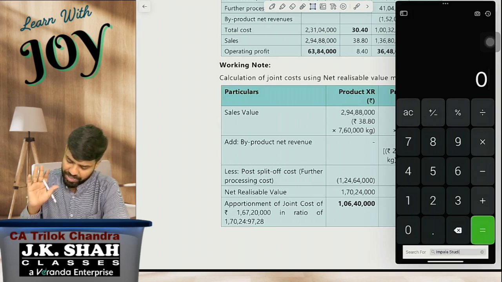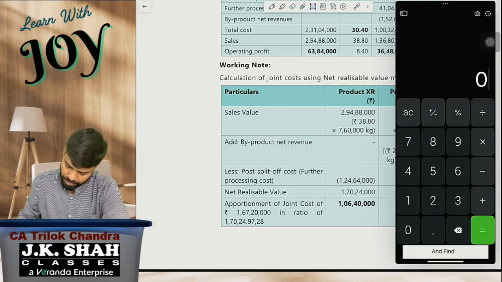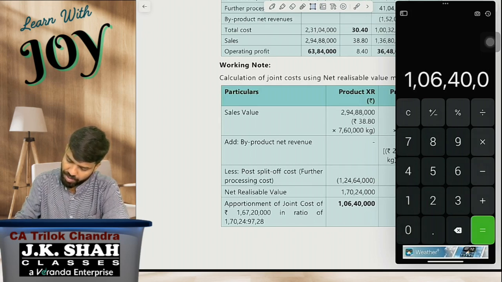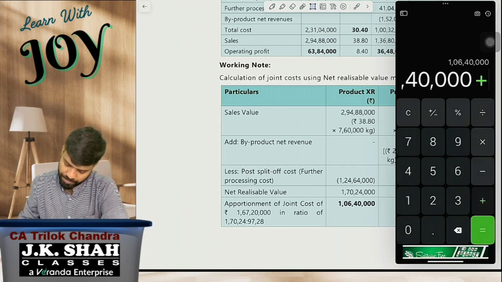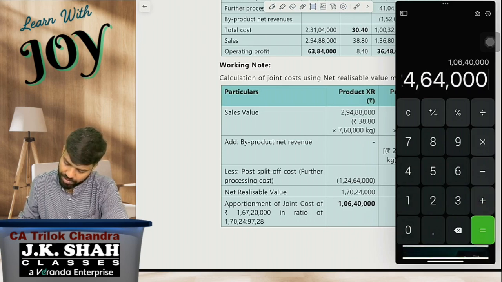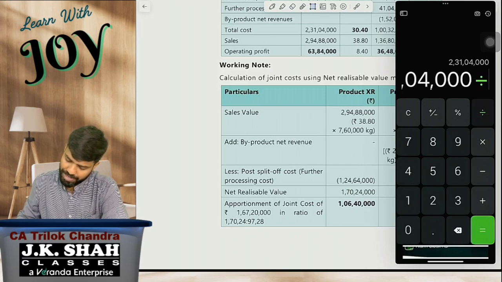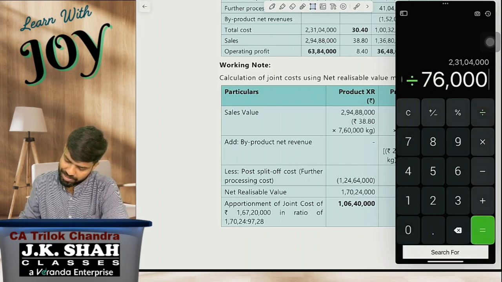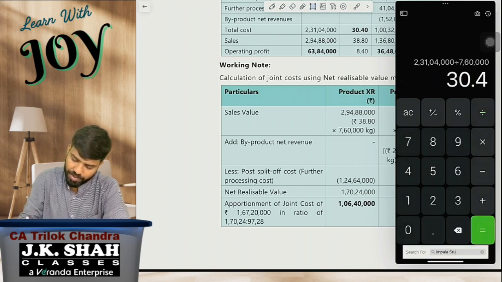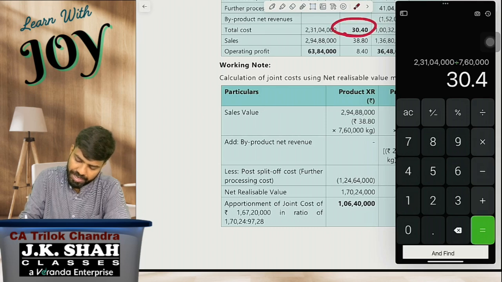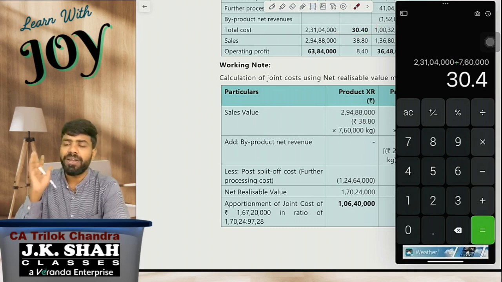Cost per unit. First we need to calculate cost per unit. Joint cost is 1 crore 6 lakh 40,000 plus 1 crore 24 lakh 64,000. 1 crore 24 lakh 64,000 divided by 7 lakh 60,000 kgs equals 30.4. That is what they have given here, 30.4.